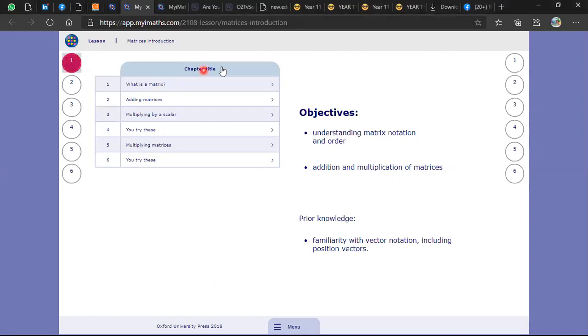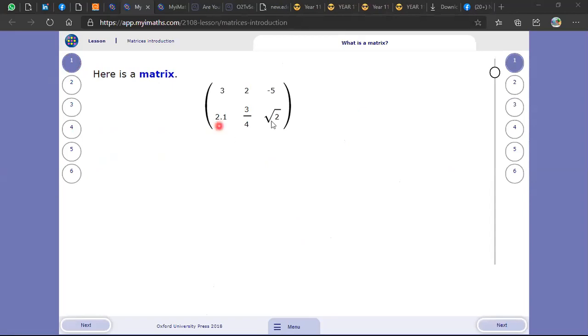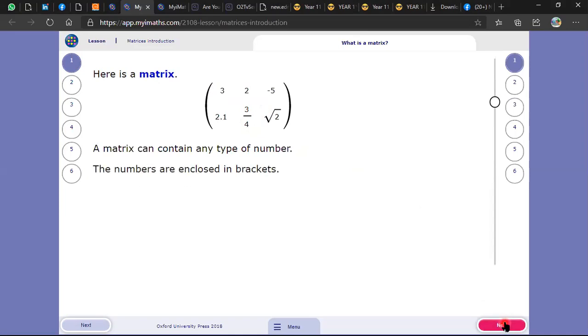What is a matrix? That's where we're going to start from. Here's an example of a matrix right here. You see the brackets, you see the numbers that are written inside in a particular order. That means that it's arranged in a particular pattern, okay? When we have numbers arranged in this kind of pattern, inside a bracket of this nature, that is a matrix. A matrix can contain any type of numbers. You can see in that example up there, 3, 2, minus 5. Those are positive numbers, whole numbers, negative whole numbers. You could have a decimal, you could have a fraction, you could even have a surd as an element or a number inside a matrix. So the numbers are enclosed in brackets. That helps us to define what a matrix is: enclosed in a bracket, numbers arranged in a specific pattern.